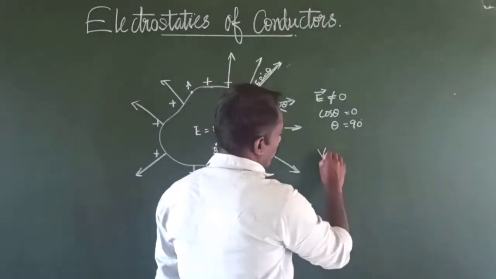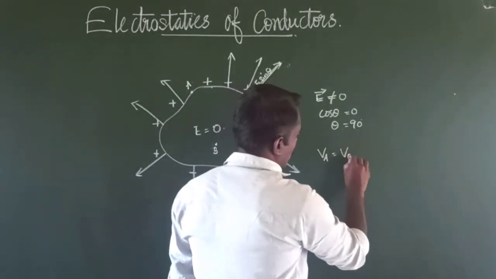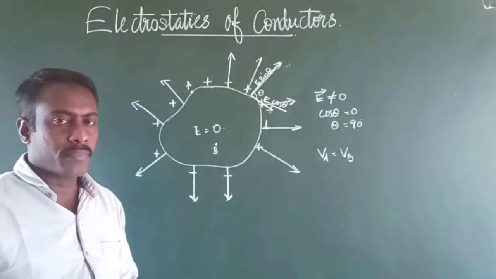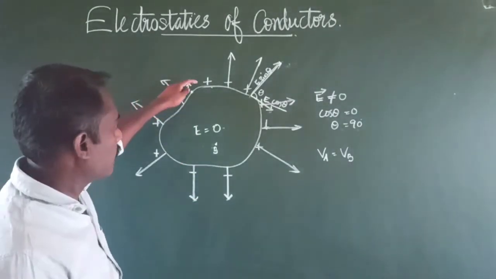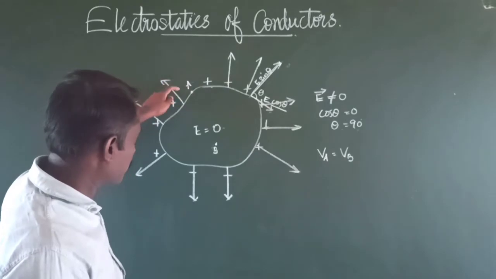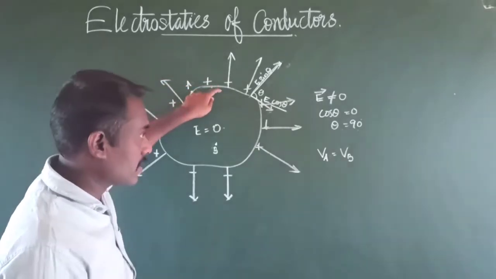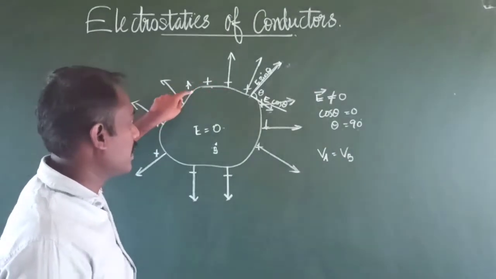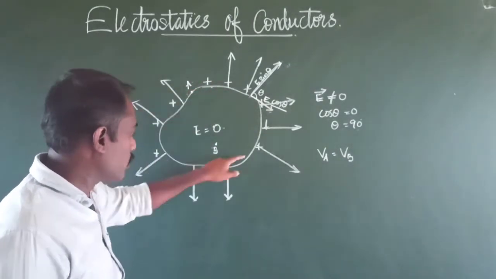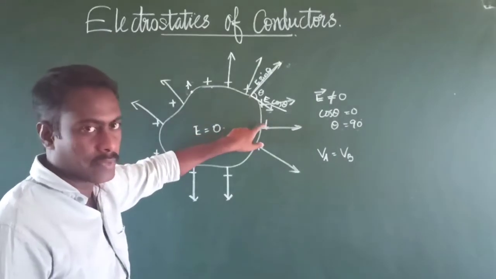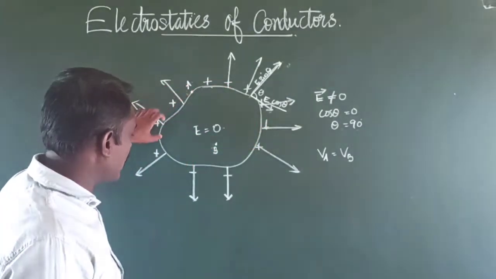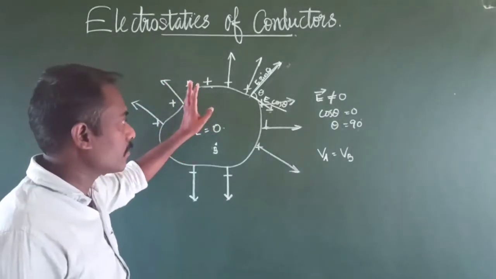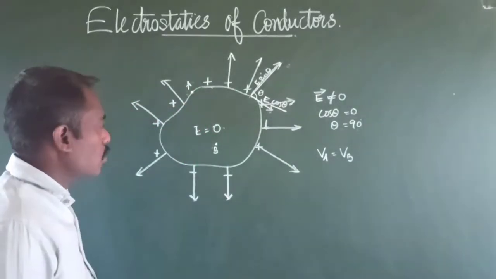So we say that VA is equal to VB. How can it be possible? See, if a conductor is electrically charged, then there will be an electric field, then there will be a potential at every point on the surface of the conductor. So the potential at every point on the surface of the conductor will be equal. There is no change in the potential. So how is it possible?